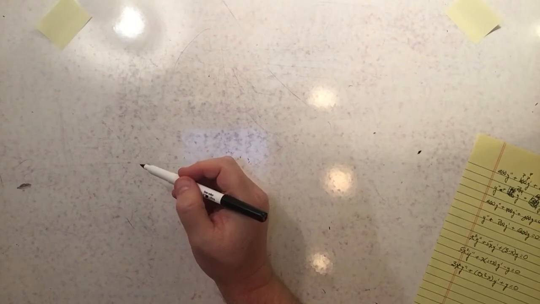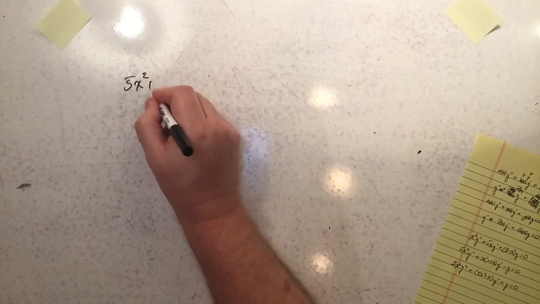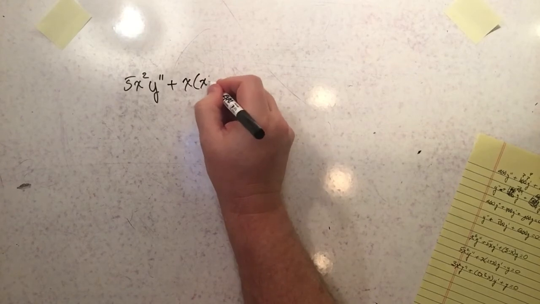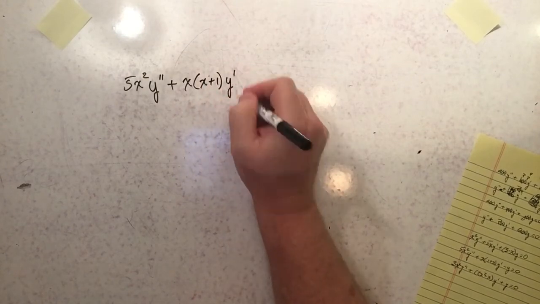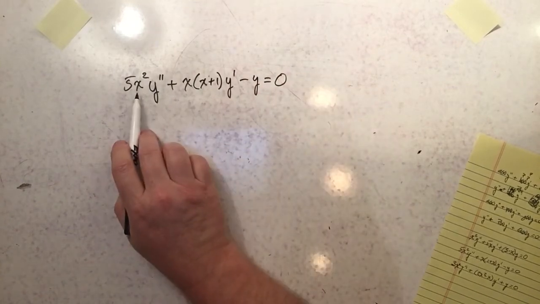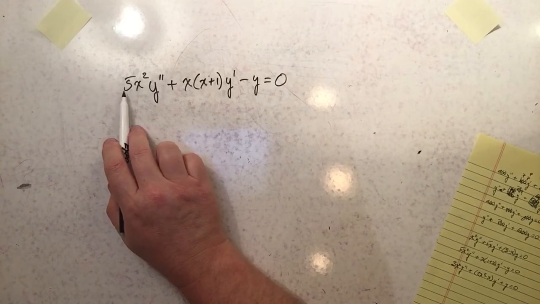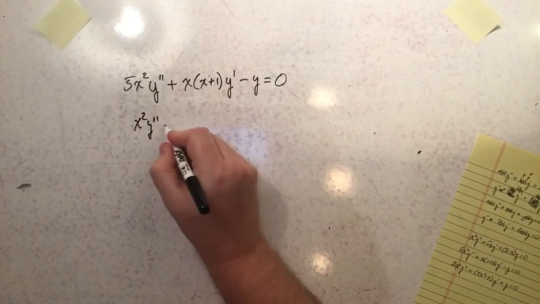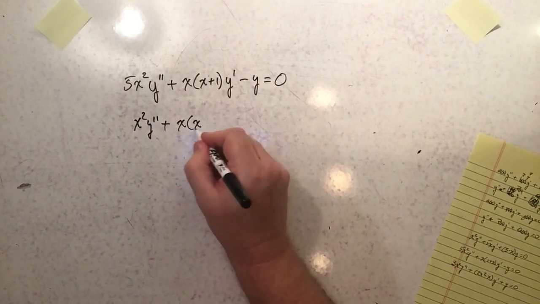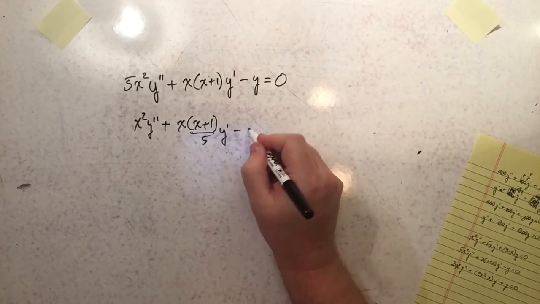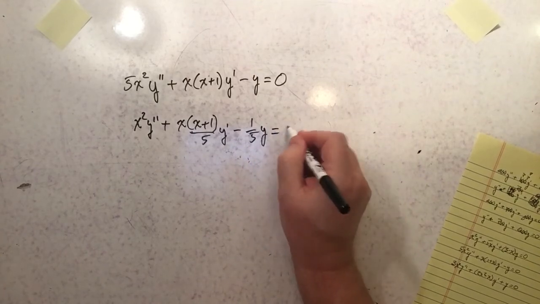So the one we're going to look at is 5x squared y double prime plus x plus 1 y prime minus y equals 0. Well, you can see it doesn't start with x squared, it starts with 5x squared. So I'm going to divide through by 5. So that's going to make it x squared y double prime plus x times x plus 1 over 5 y prime minus 1 over 5 y equals 0.